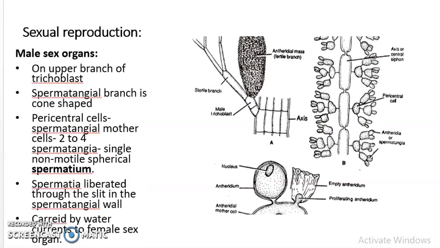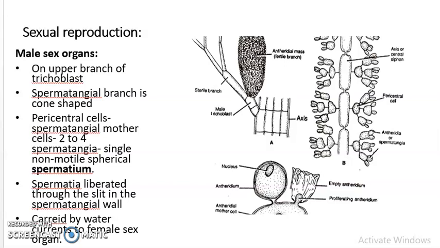In sexual reproduction, male sex organs are borne on male plants and female sex organs on female plants. On the male plant, you already know that the trichoblast is a fertile branch. It is monosiphonous, but when it starts to develop the male or female sex organ, the upper portion becomes polysiphonous, that is, it begins to produce pericentral cells, which are known as spermatangial cells.